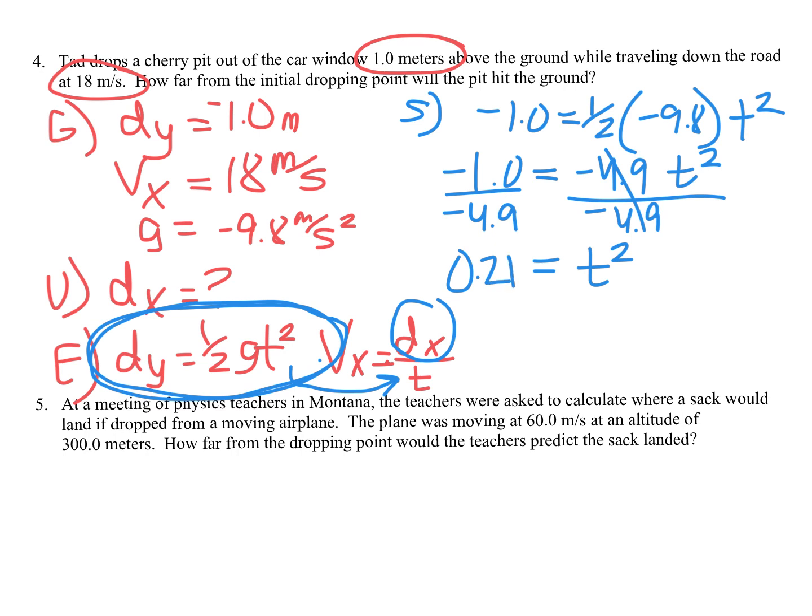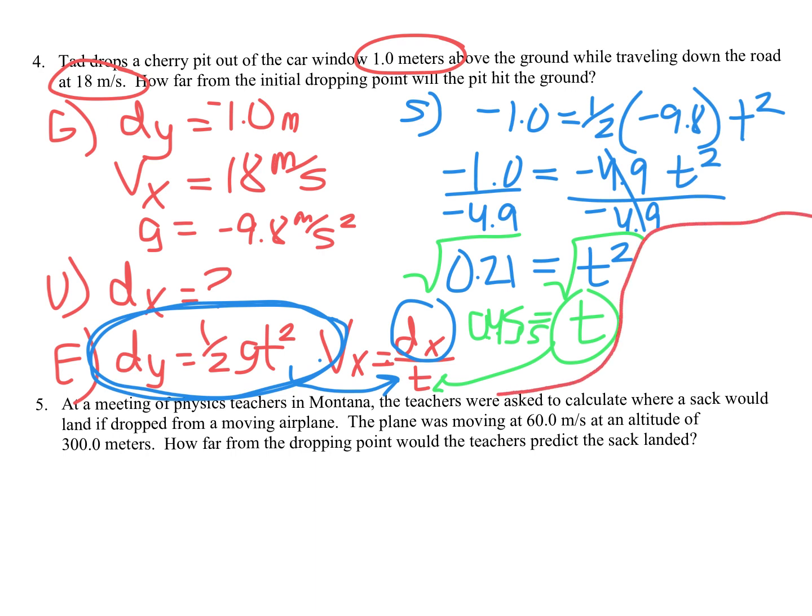I have t squared. That's not my answer. I need t, so I need to square root that. My t ends up being about 0.45 seconds. Sorry for the sloppiness, my fingers are a little fat. All right, now that I have that time, I'm going to plug that into my equation. So we can do that. Let me get a new color and draw a little line there to give some space.